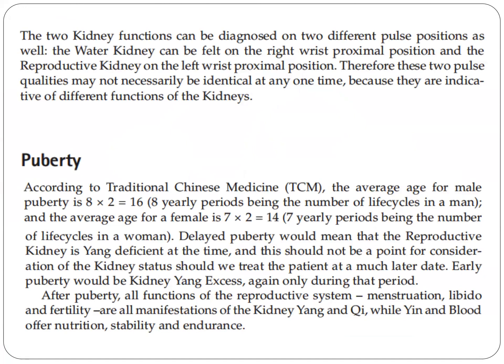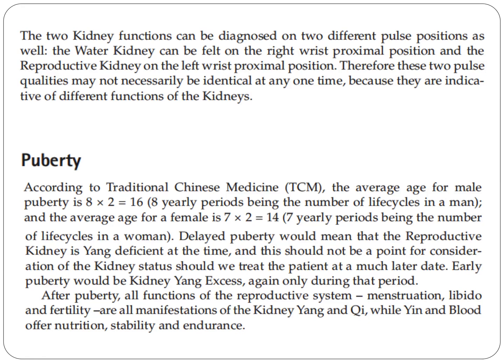The two kidney functions can be diagnosed on two different pulse positions as well. The water kidney can be felt on the right wrist proximal position and the reproductive kidney on the left wrist proximal position. Therefore, these two pulse qualities may not necessarily be identical at any one time because they are indicative of different functions of the kidneys.